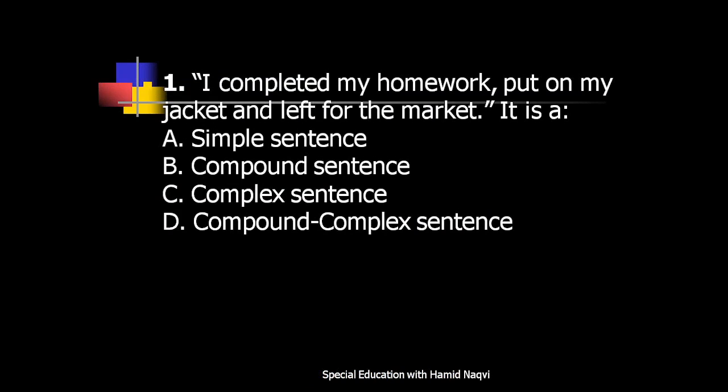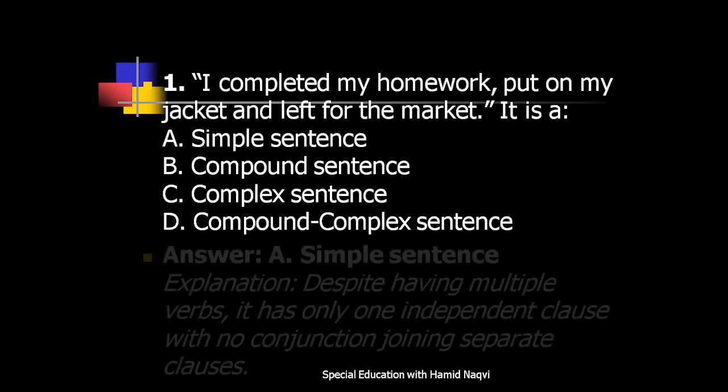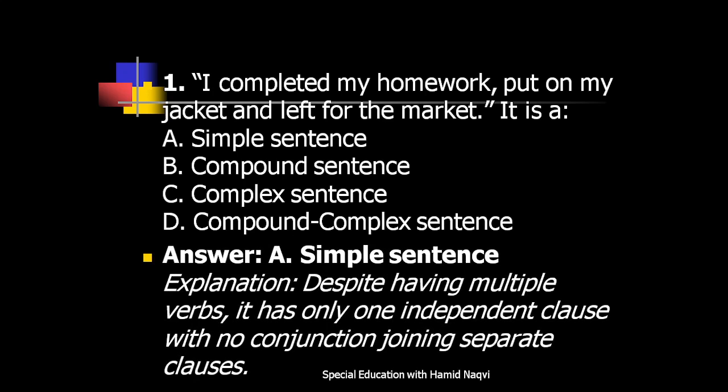I completed my homework, put on my jacket, and left for the market. Which type of sentence is it? Simple, compound, complex, or compound complex? The answer is it is a simple sentence. Despite having multiple verbs, it has only one independent clause with no conjunction joining separate clauses. One independent clause: I completed my homework, put on my jacket, and left for the market. It is one complete independent clause.